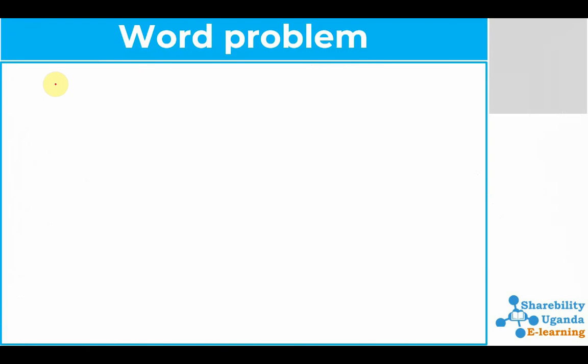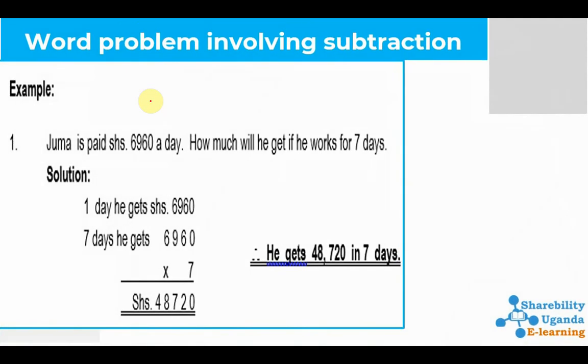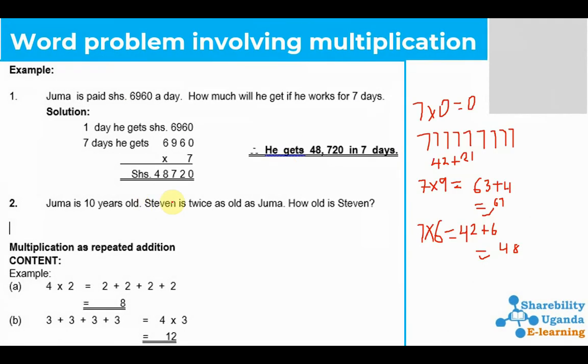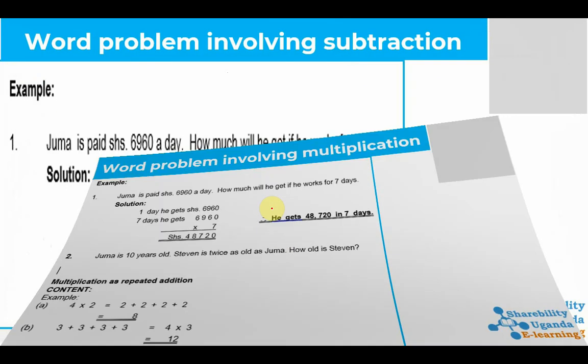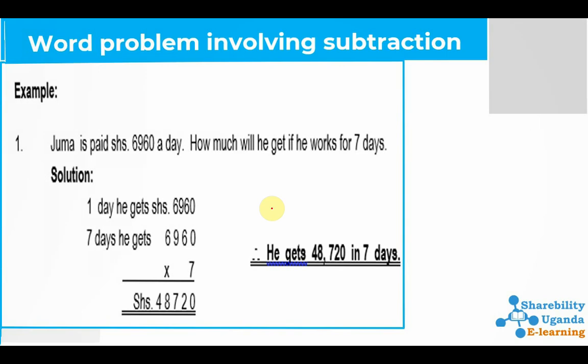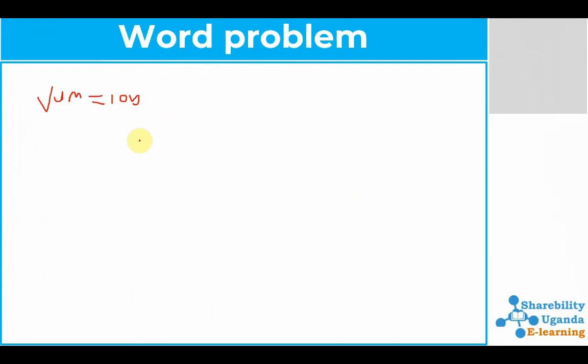Okay, we're going to answer that question. Let's say Juma is equal to 10 years old. Then they are saying Stephen is twice as old as Juma.